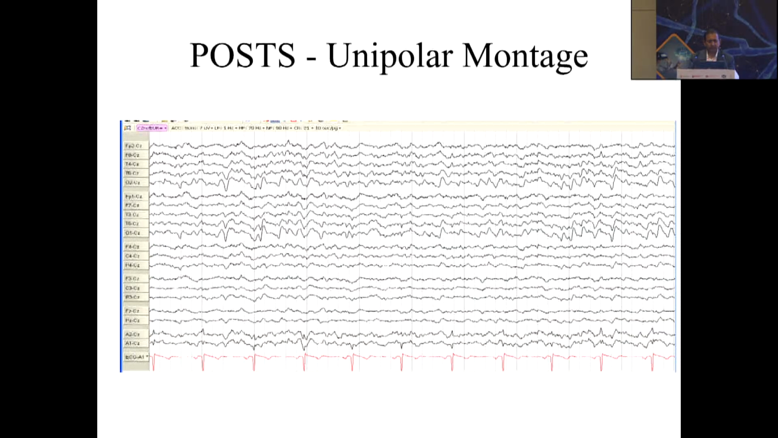Last is POSTs, which has been covered, but I'll just show that to clear the confusion between POSTs and occipital spike. POSTs will be positive. The name is positive occipital sharp transient. So to look for whether it is positive or not, look in the referential montage. In referential, it will go down.